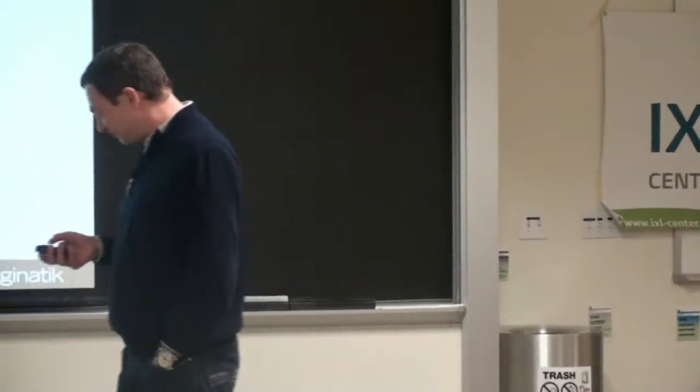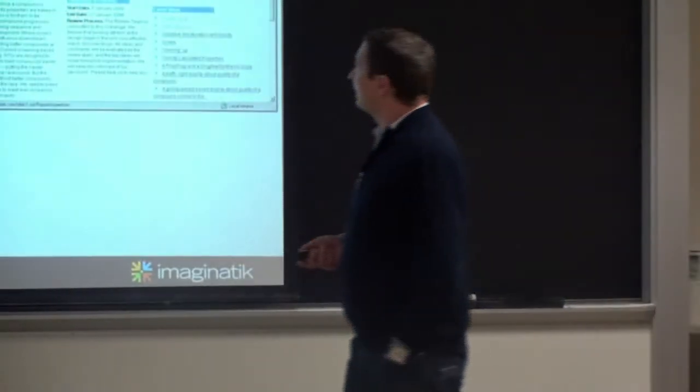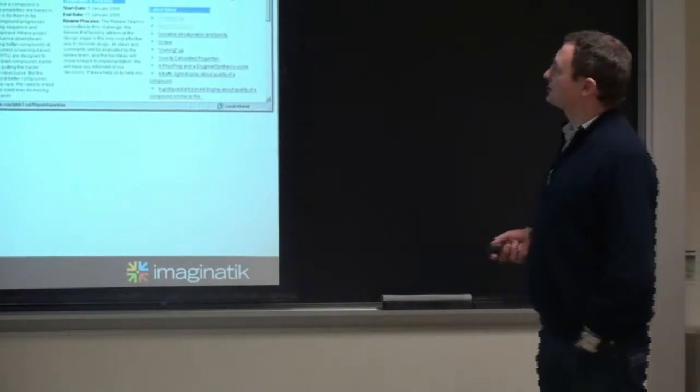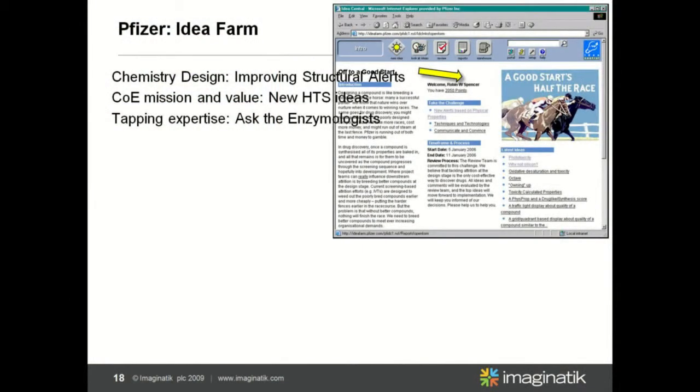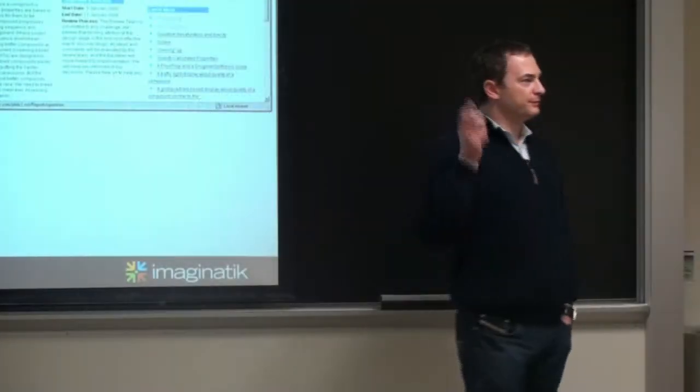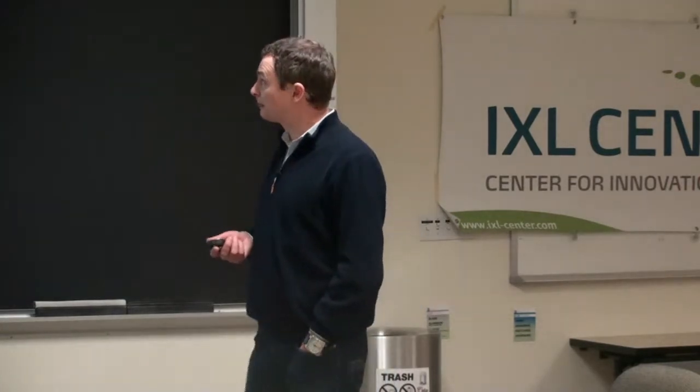I just want to pick out some examples from Pfizer and their idea farm. So they have got a number of different challenges. This is one they called Off to a Good Start, Improving Structural Alerts. Complex chemical problem. This one, I think, was a process improvement within a particular area. So we don't always have to be solving nutty chemistry problems or technology problems, sometimes it's process problems.